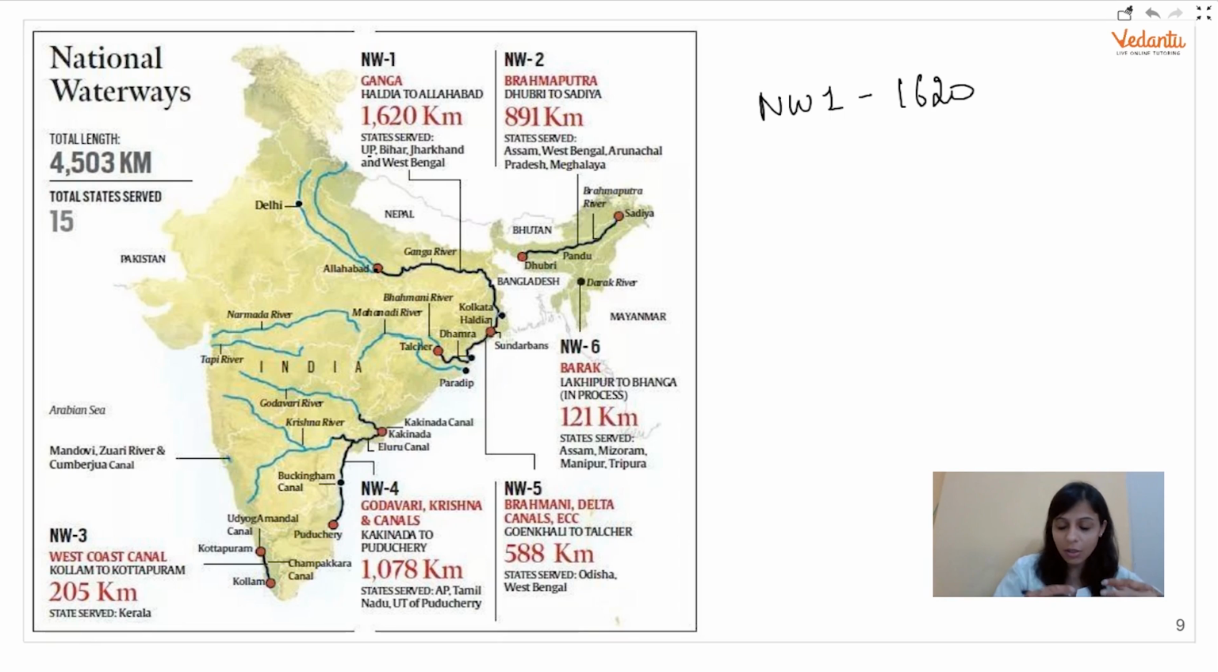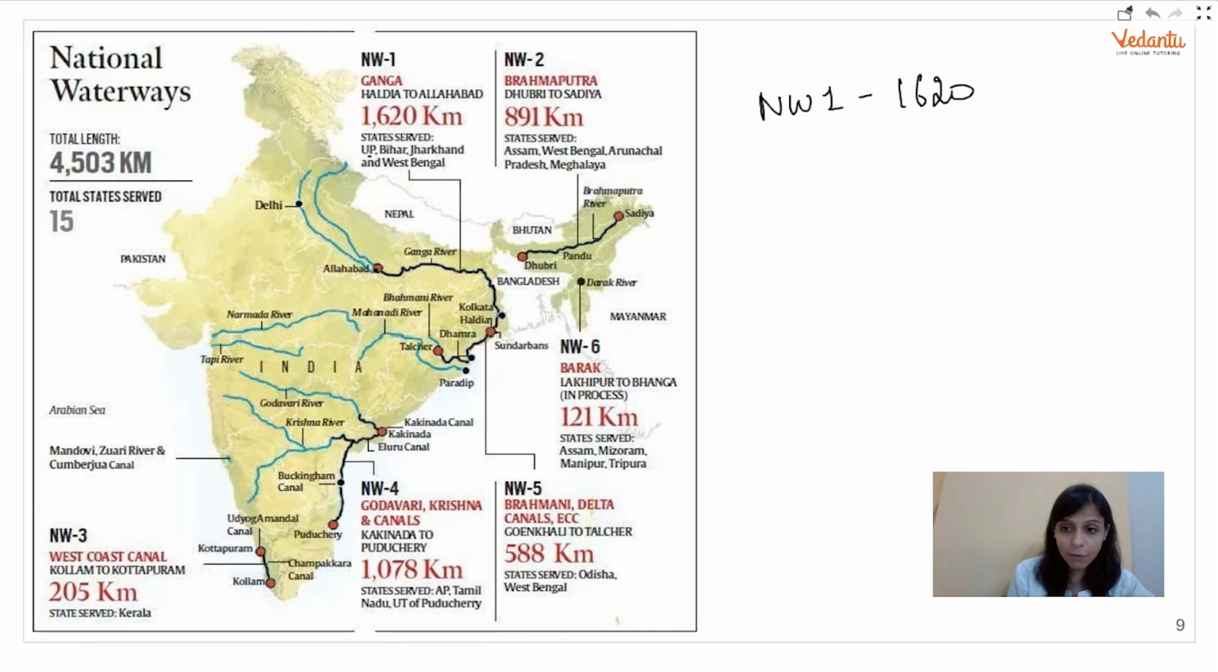Whatever water we get out of it, it's going to serve the adjoining states. For example, in this case, it's going to be Assam. West Bengal is going to get benefited, a lot of help it's going to get. Then Arunachal and finally Meghalaya. Moving on to National Waterway number 3, that is on the western coast in Kerala. It's given in your book.